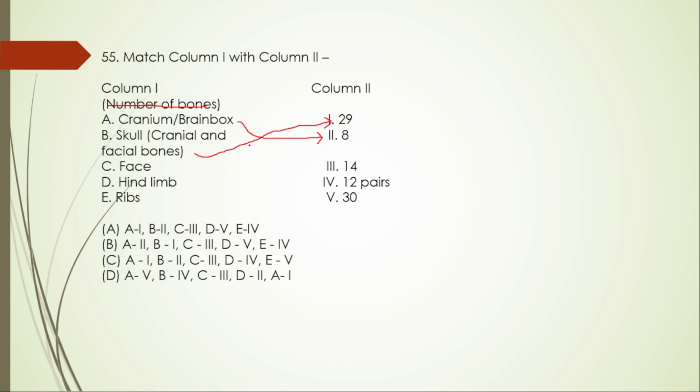Including what? Cranium, that is 8, and then face, it has 14. Hyoid 1. Just now I said face has 14 number of bones. And then hind limb, it has 30. D is 5, and then ribs, it has 12 pairs, that is fourth one. So A is 2, only one matches that, so the right option is B here.